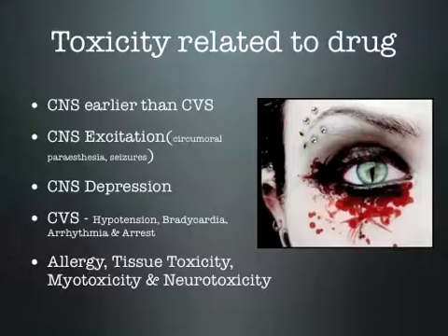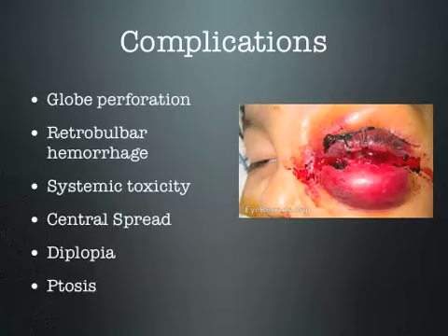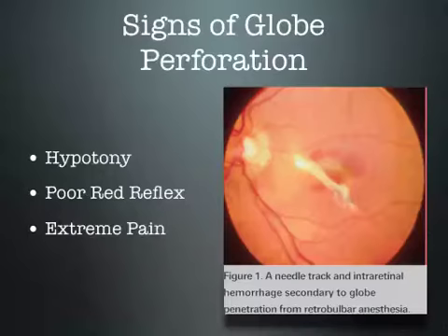We're talking about the inherent properties of the chemical, of the drug. Now, we go on to the complications of the technique. It can lead to globe perforation, it can lead to retrobulbar hemorrhage, systemic toxicity we've already described before, diplopia and ptosis are two of the rare signs which we do see with the anesthetic techniques.